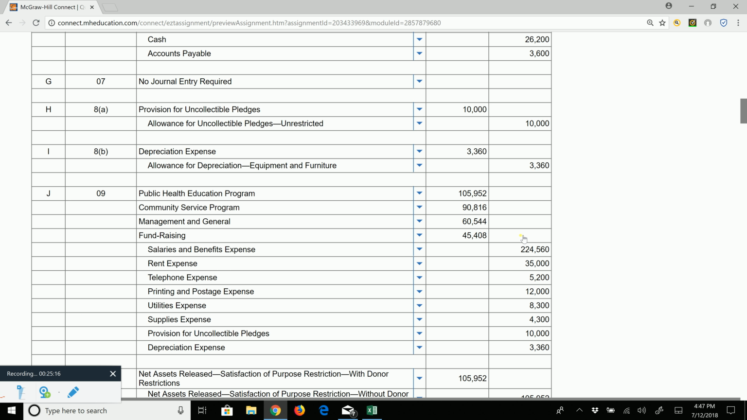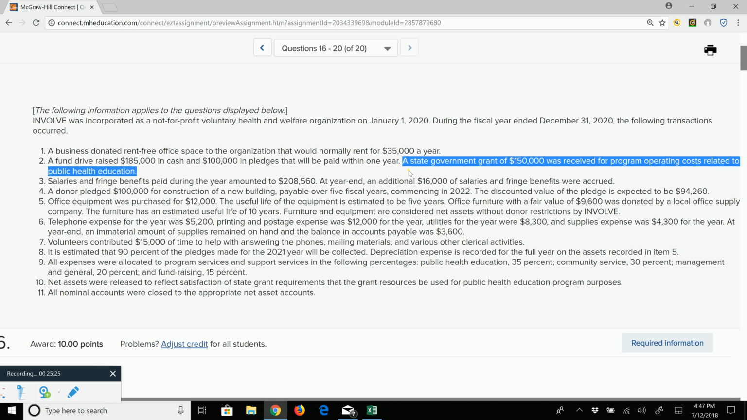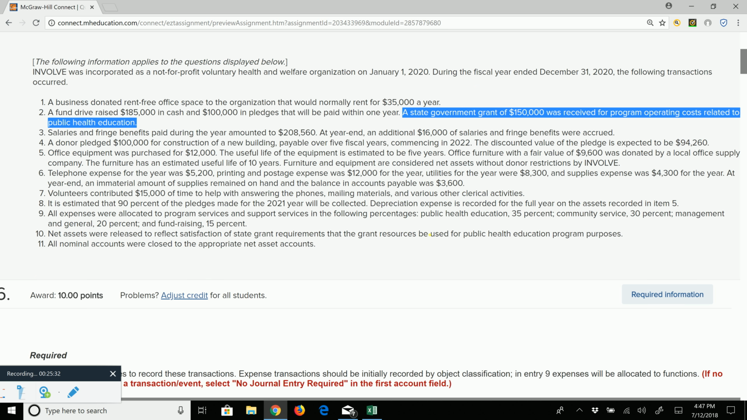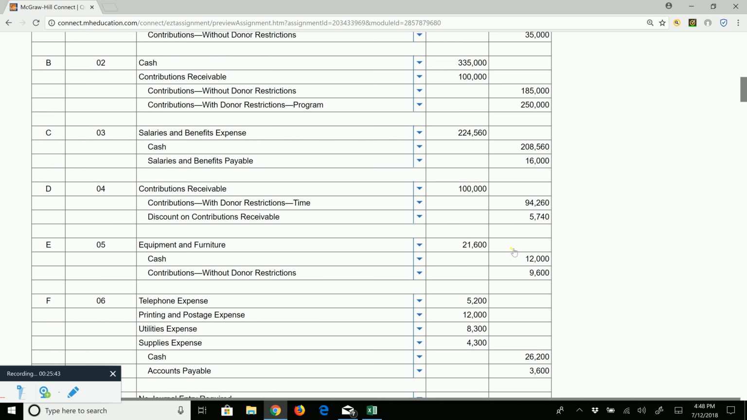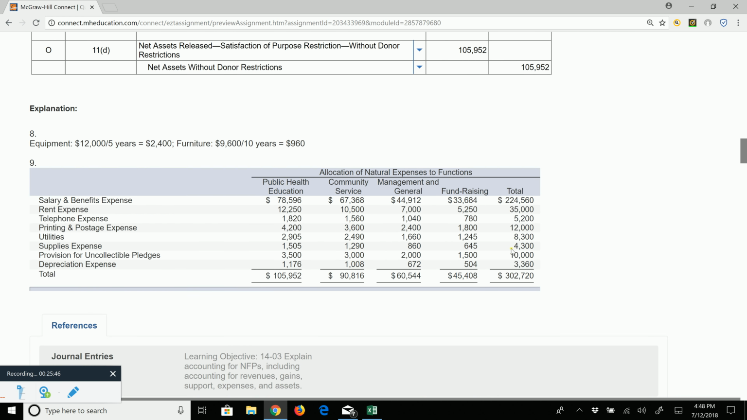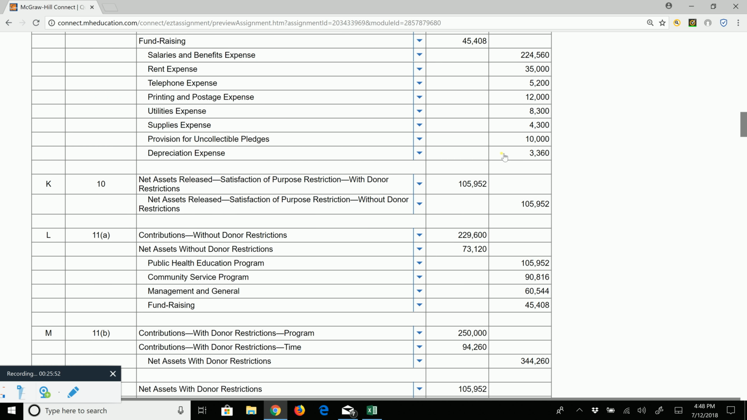Now, do you remember I said earlier, remember this, public health education? You remember that? Let me come all the way back up so we can remember. Remember we got a state grant for $150,000 for costs related to public health education. Well, that $150,000 grant was originally recorded as a contribution with a donor restriction. Well, we spent most of that $150,000 already. How much did we spend on public health education? Here it is, $105,000. So that $105,000, basically the restriction has been released.